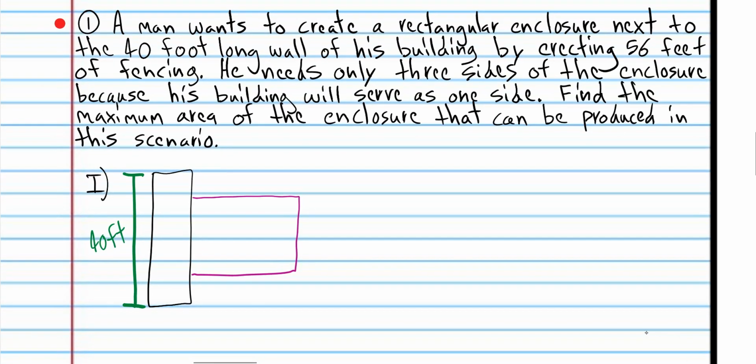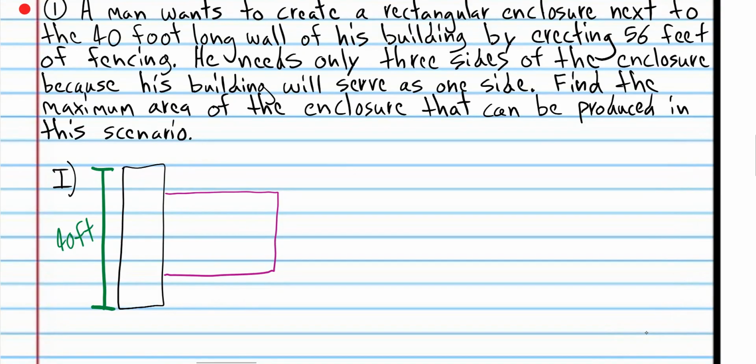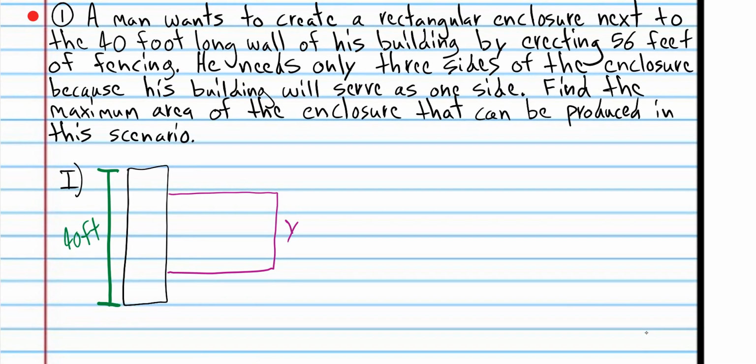Okay, so now we've got some variables involved. We can change this length based on how we want to design the enclosure, and we can change these lengths. So this is step number 1, to draw a picture and label variables and constants. We have a constant, which is 40 feet, the building is 40 feet long, and we have variables, the dimensions of the enclosure. So that's it. We're done with step number 1.